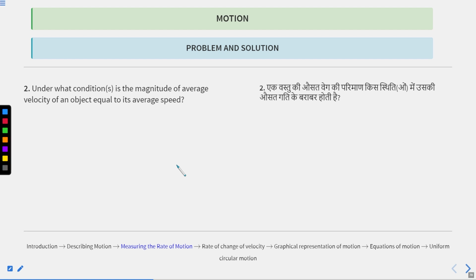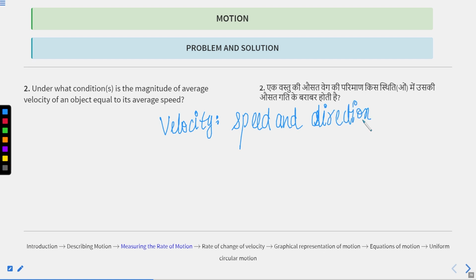Question number 2. Under what condition is the magnitude of average velocity of an object equal to average speed? So we know that velocity depends on speed, distance and direction. If we do not change the direction, then the velocity will be equal to speed.